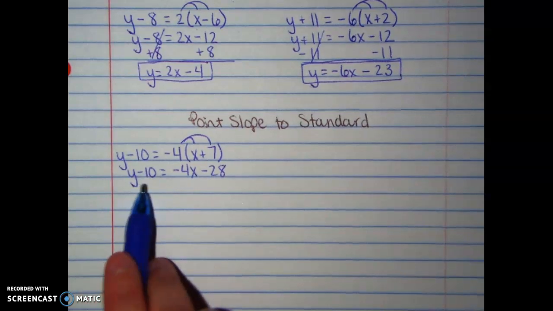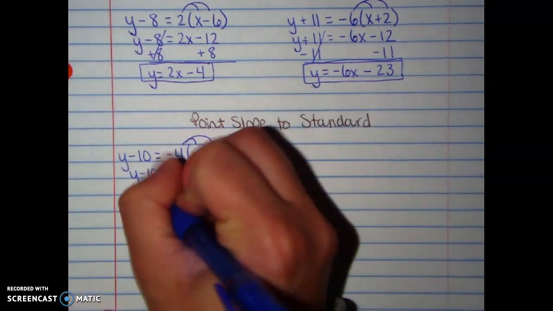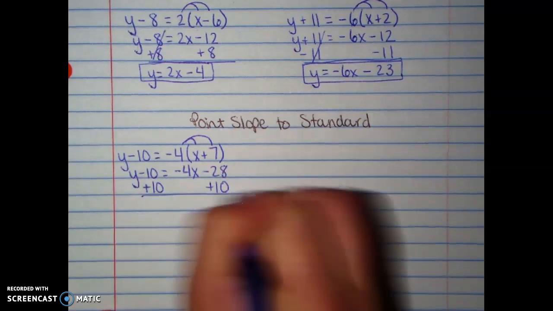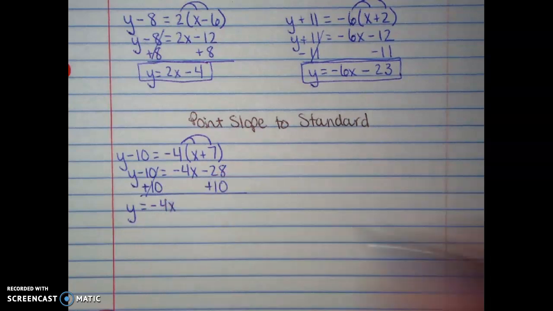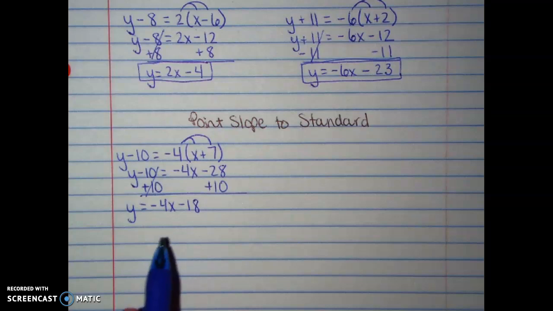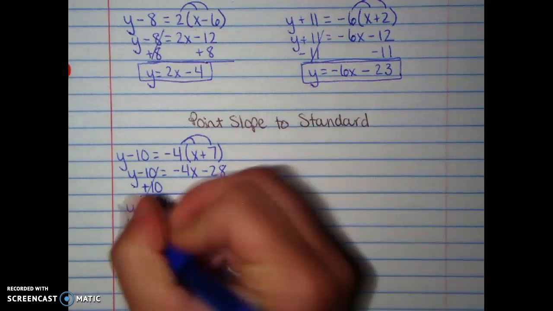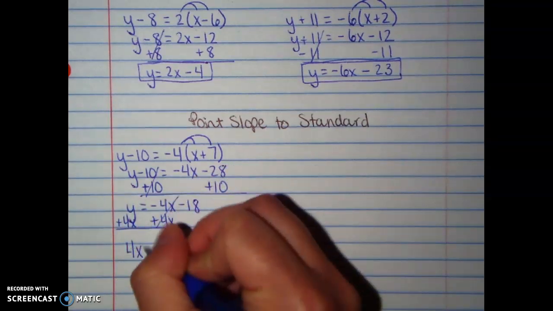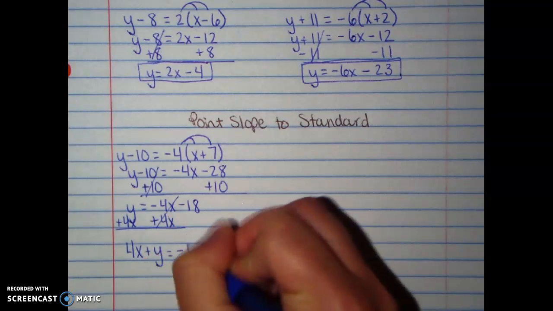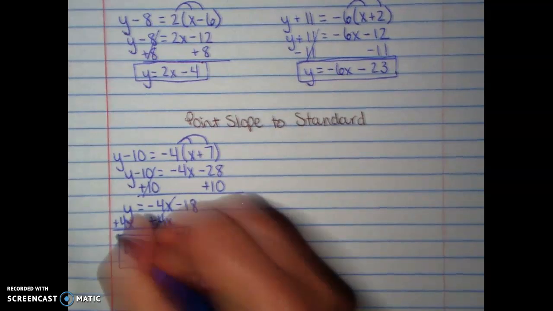Now we're going to move this term over. So plus 10, y equals negative 4x minus 18. And so right now it's in slope-intercept. I need to do one more step to get it into standard, and that is to move this over to the other side. So add 4x, and I get 4x plus y equals negative 18. And there is my answer.